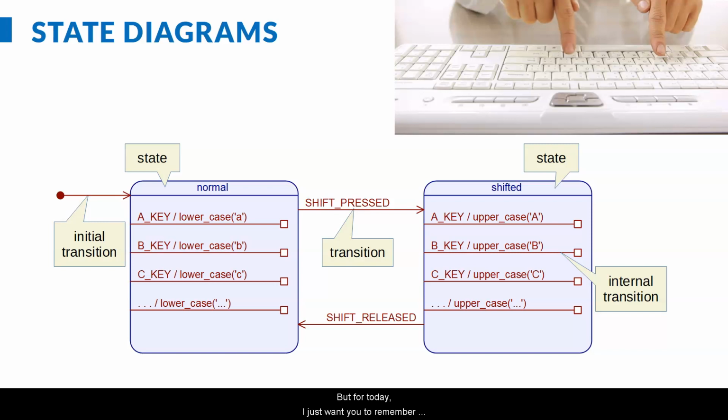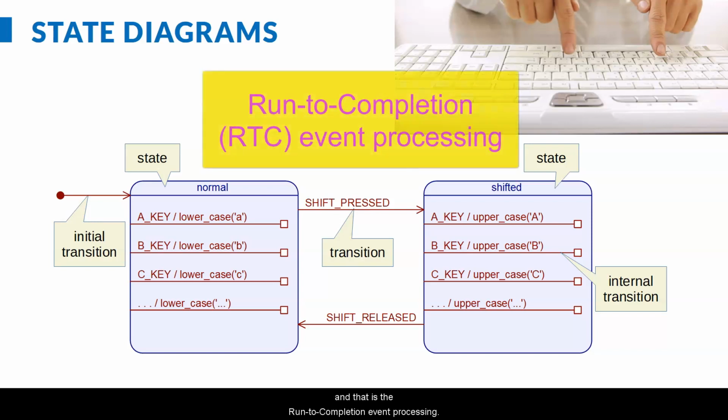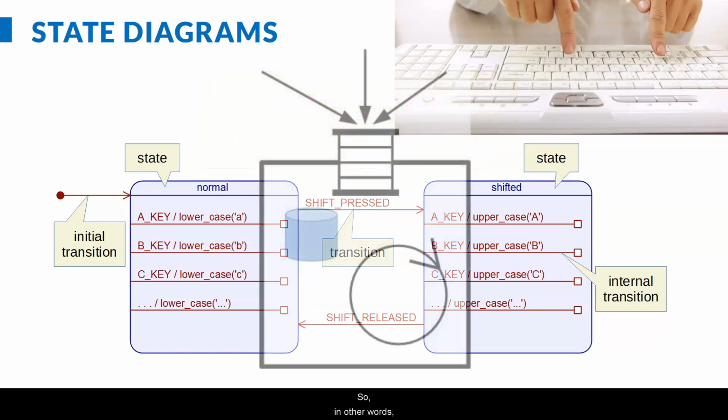But for today, I just want you to remember one universal feature in all state machine formalisms, and that is the run to completion, RTC, event processing. RTC means that a state machine can process only one event at a time, so the processing of one event must necessarily end before the processing of the next event can begin. Well, surprise, surprise, the RTC semantics universally assumed in all state machine formalisms matches exactly the RTC semantics assumed in all event-driven systems, such as active objects you've learned in the last lesson. So in other words, state machines are an ideal mechanism to specify the behavior of active objects.